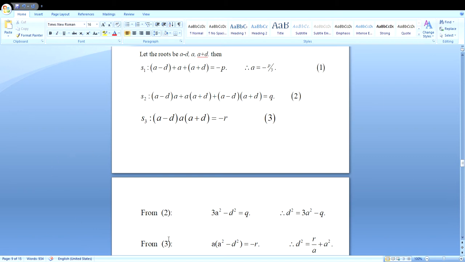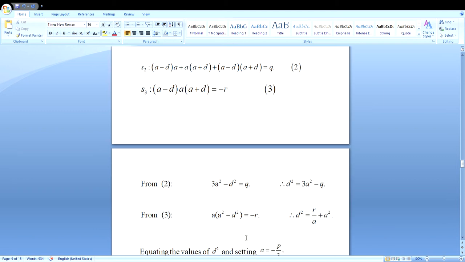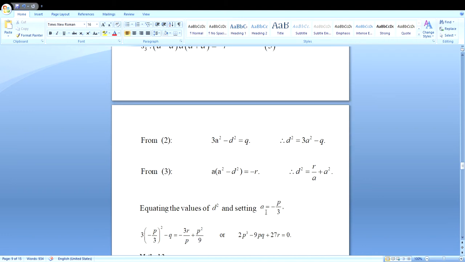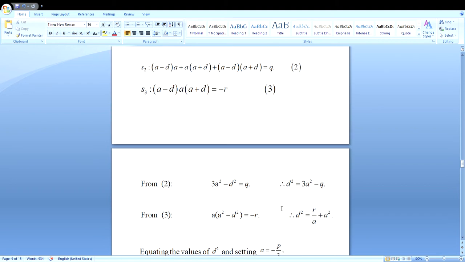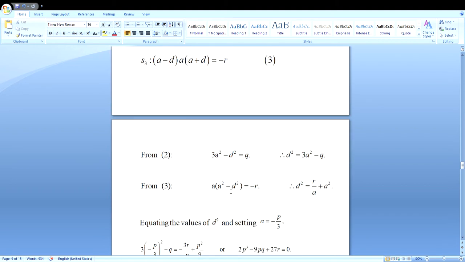From 3, we have a into a square minus d square equal to minus r. Or we can write this as a square minus d square is minus r by a. Or we can write d square equal to r by a plus a square. Equating the values of d square from these two, that is d square equal to 3a square minus q and d square is r by a plus a square, and then setting a equal to minus p by 3, which we have from 1.